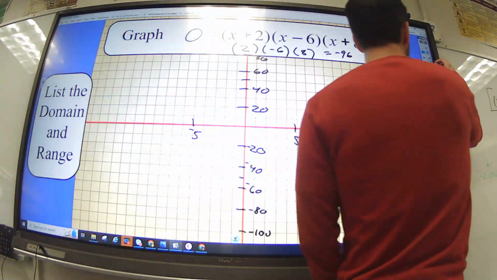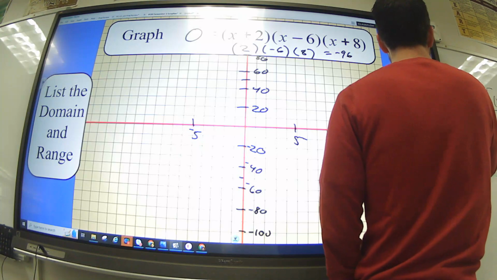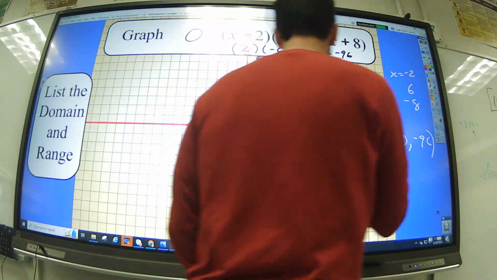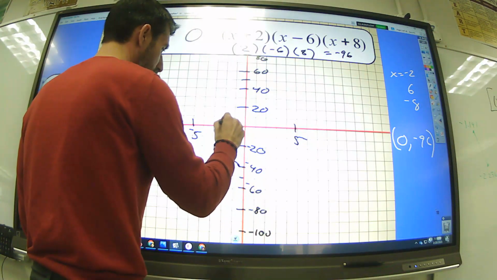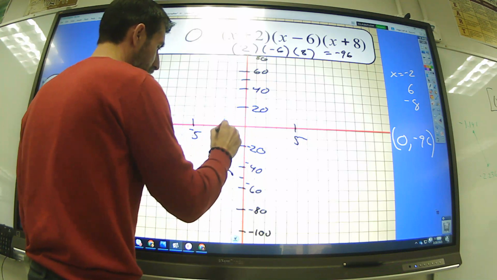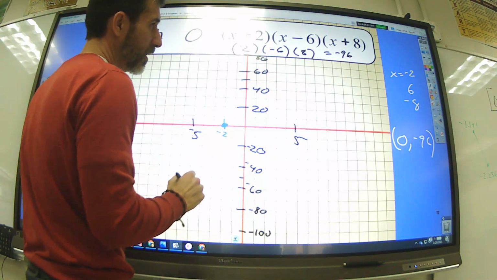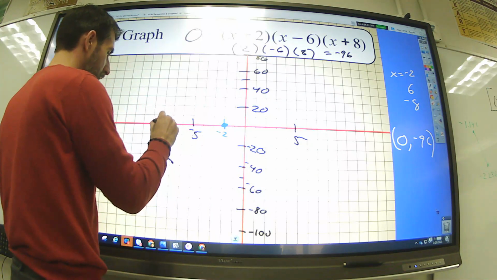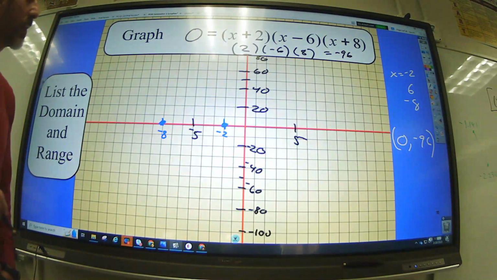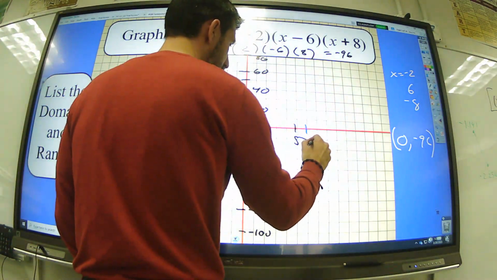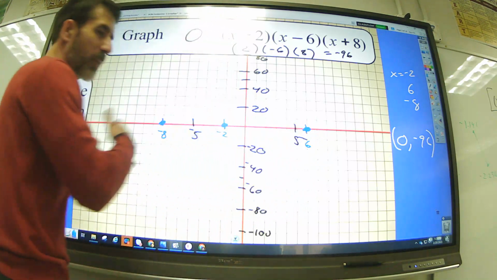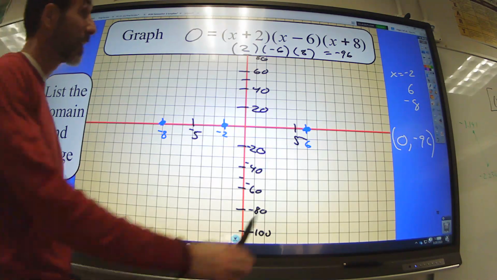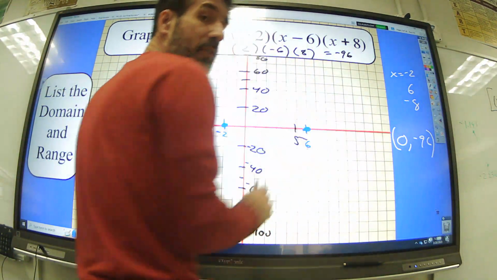Okay, so now let's test the intervals. Okay, what are my zeros? My zeros are negative 8, negative 2, and positive 6. Now I'm going to test the intervals right here on the graph so you can see it on the video. But those are my zeros, right? Negative 8, negative 2, positive 6.